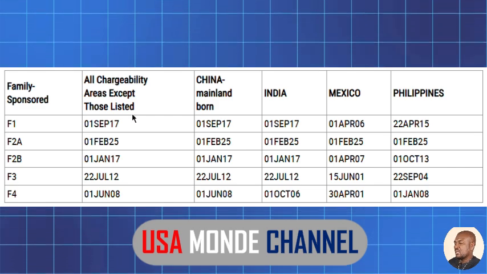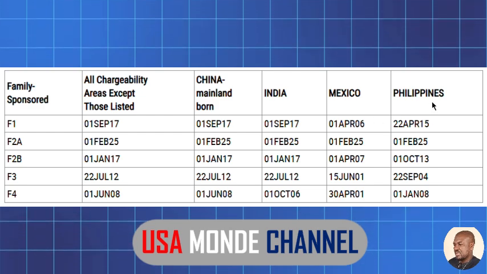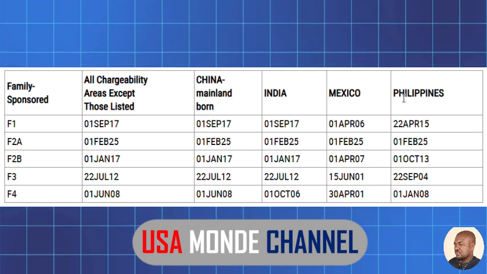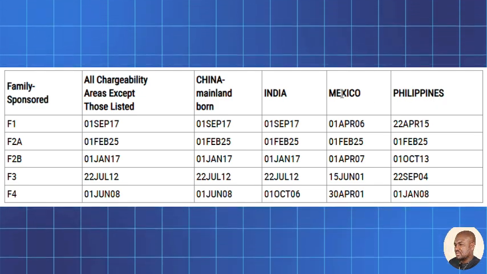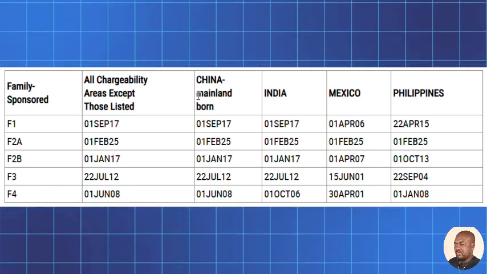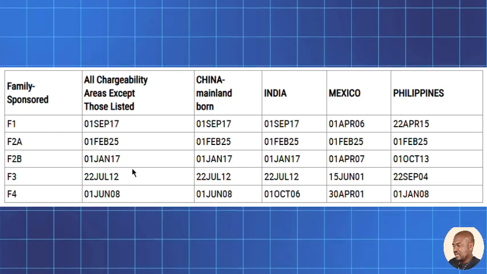So what do those mean? Basically, if you are the beneficiary and you are from the Philippines, this is where you're going to pay attention. If you're from Mexico, it's right here; India here; China mainland born here. If you're not from any of these countries, you're going to pay attention to this area right here.